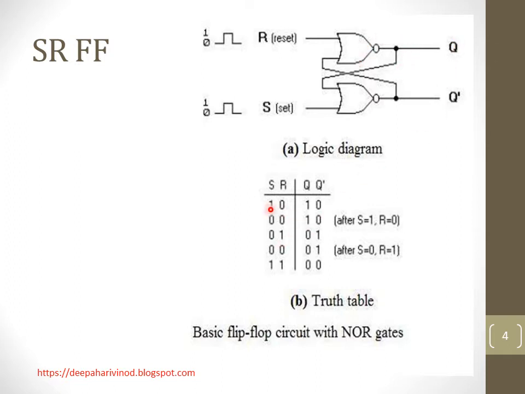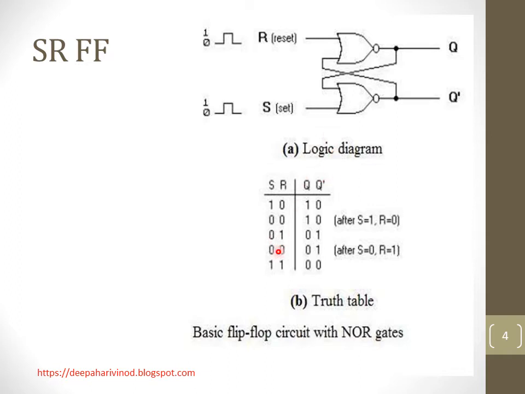For example, first they have provided input as 1 0. If S is 1, the output will be set to 1, and Q bar is 0 here. In the same way for 0 0, the previous output was 1 and 0, isn't it? Now we are providing the input 0 0. In this case it maintains the same output, that is 1 0 is obtained for the 0 0 condition also.